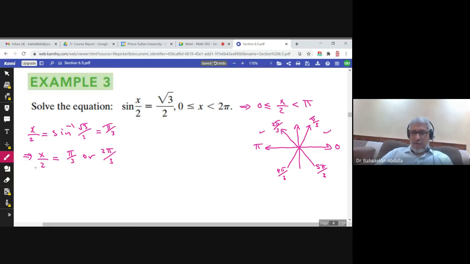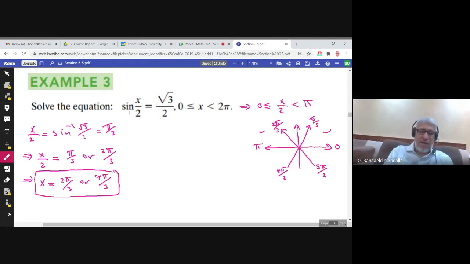Now, I don't need x over 2. I need x. To find x, you multiply by 2. If you multiply by 2, you get x equals 2 pi over 3 or 4 pi over 3. So these are the answers of this problem. Please check your answers. Check that 4 pi over 3 is an answer, for example.